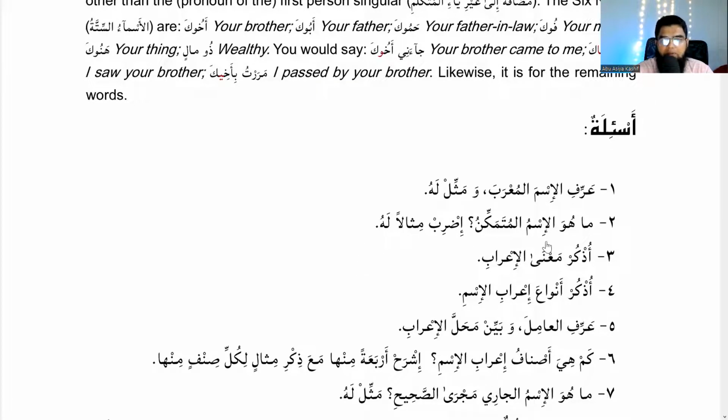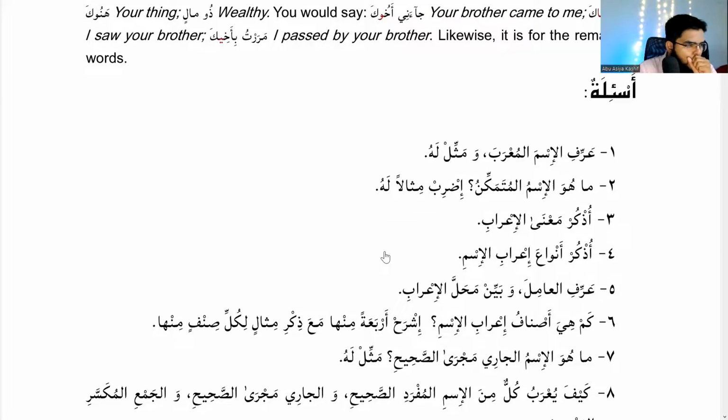What is إِسْمُ الْمُتَمَكِّنِ? It is the same as مُعْرَب. مُتَمَكِّن is the same as مُعْرَب. اِضْرِبْ مِثَالًا. Give examples to it. زَيْدٌ أَسَدٌ. اُذْكُرْ مَعْنَى الْإِعْرَابِ. Mention the meaning of إِعْرَاب.